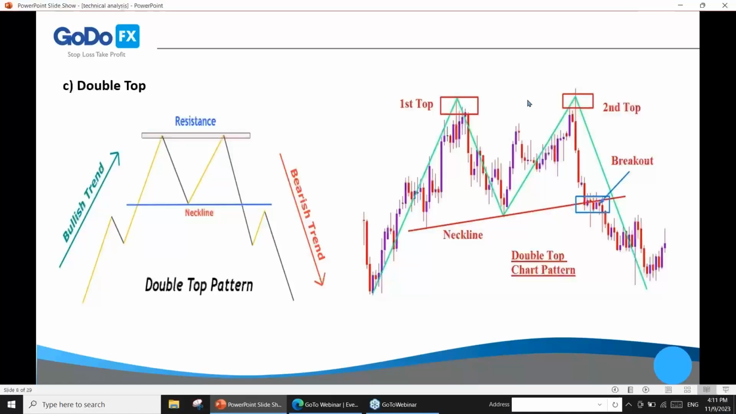Concerning the double top, which is also a bearish reversal pattern that forms after an uptrend and signals a potential reversal from bullish to bearish. As we said also, it will come after a bullish trend, where we're going to have a neckline and a resistance, and after it we're going to have a downtrend once the chart breaks out of the neckline.